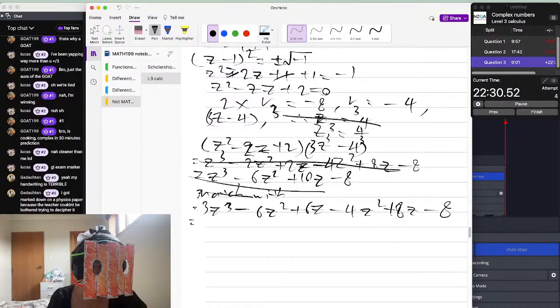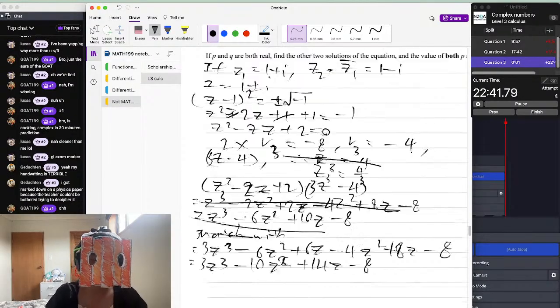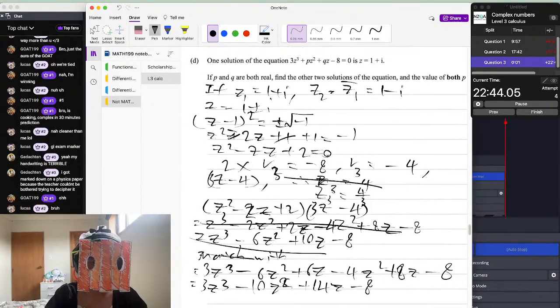Alright. 3z cubed minus 10z squared plus 14z minus 8. Just gotta check. Yep.